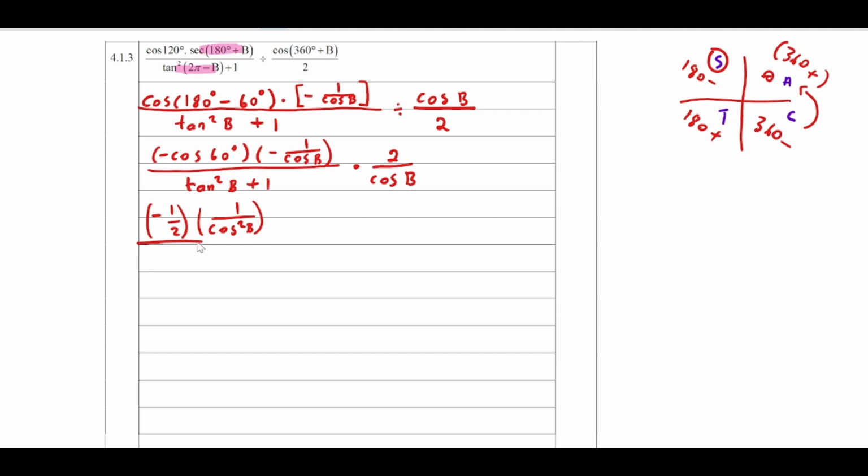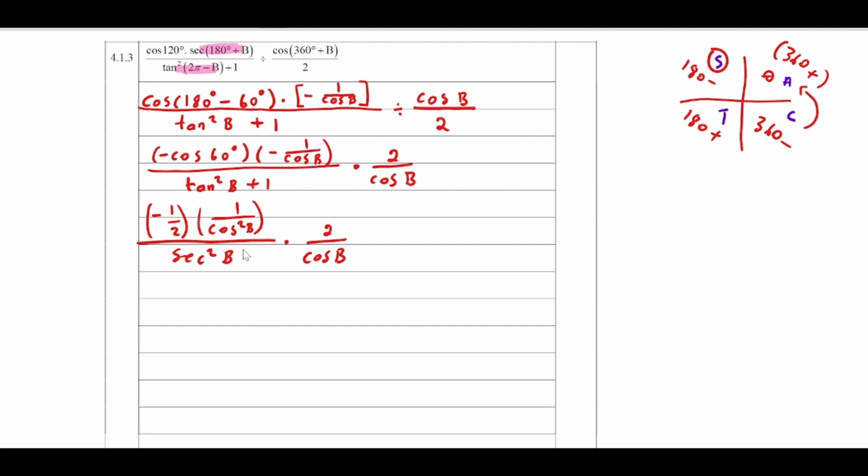And then you will realize that in the denominator, you have an identity. You have an identity of tangent. Tan squared of b plus 1 is the same as having sec squared of b. And then this one you have already changed it. Just leave it as it is: 2 divided by cos of b.